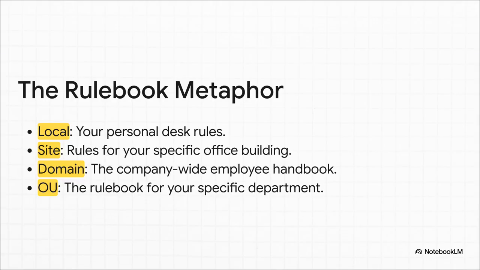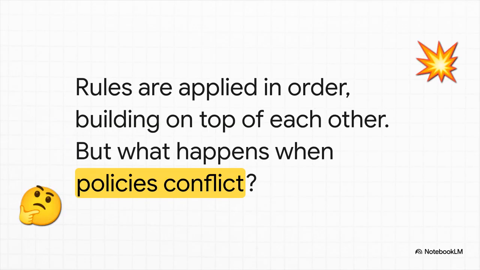And this is where our rulebook analogy just clicks into place perfectly. The local policy, that's like your personal desk rules. The site policy is the rulebook for your specific office building. The domain policy, that's the big one. It's the company-wide employee handbook that applies to everyone. And then the OU, that's the super specific rulebook just for your team, like, say, the one for the human resources department. So the key thing to get here is that these rules all stack on top of each other.